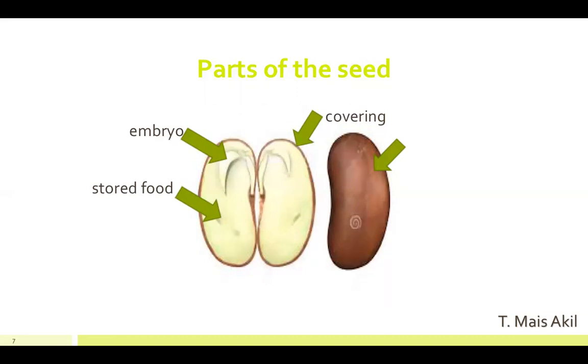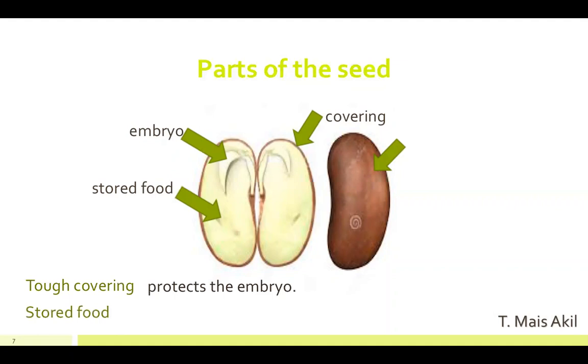So this embryo needs protection from the covering. So the tough covering protects the embryo. And as you see, the embryo is a tiny plant inside the seed. It could not make its own food, so it needs food to grow. Where is it going to get the food? Yes, from the stored food. The embryo uses the stored food to grow.